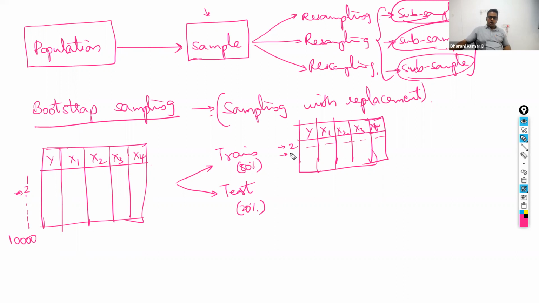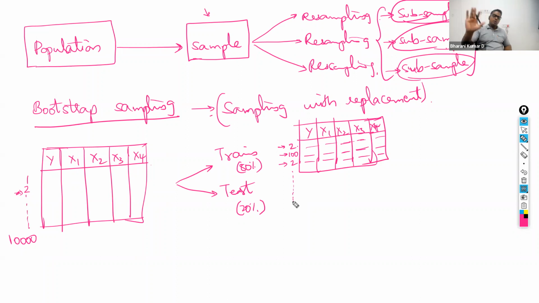Say you randomly selected row number 100. You put that. Then again, when you sample, probably 2 gets selected once again, because you're sampling with replacement. Okay, we are sampling with replacement. In that way, you select. Bootstrap sampling is what we call this.